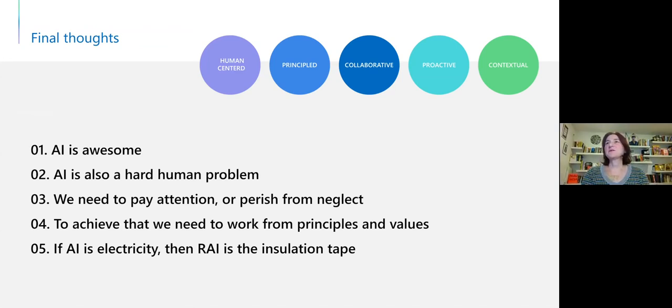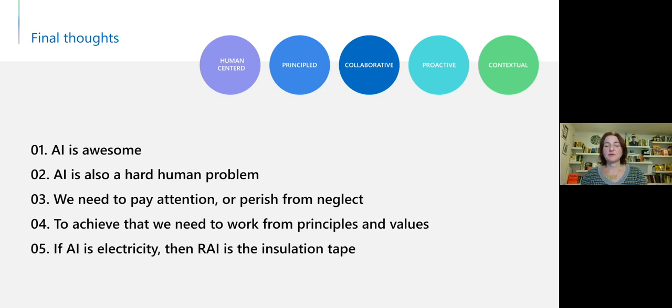So to wrap it up, AI is awesome, but it's also a hard human problem. And we really, really need to pay attention or perish from neglect. And to achieve that, we need to work from principles and from values, because there will always be biases. But once you start choosing them wisely and you say, yeah, I know, but I want to make sure that my system follows these values, then you are taking control of these biases and making them work for you.